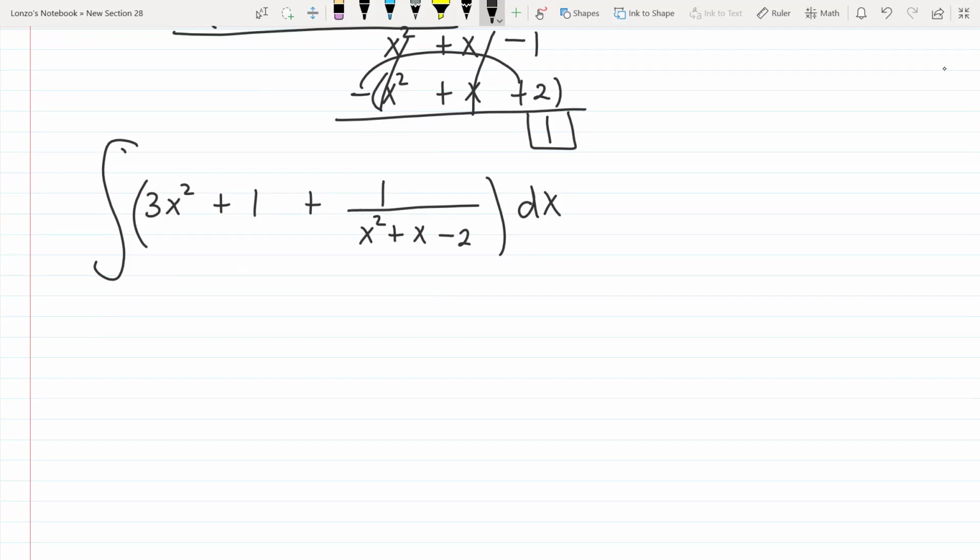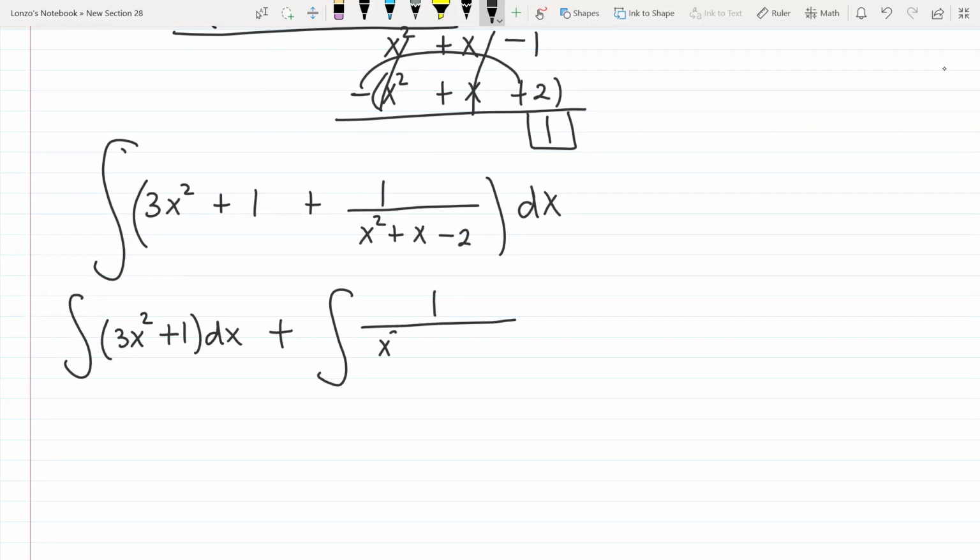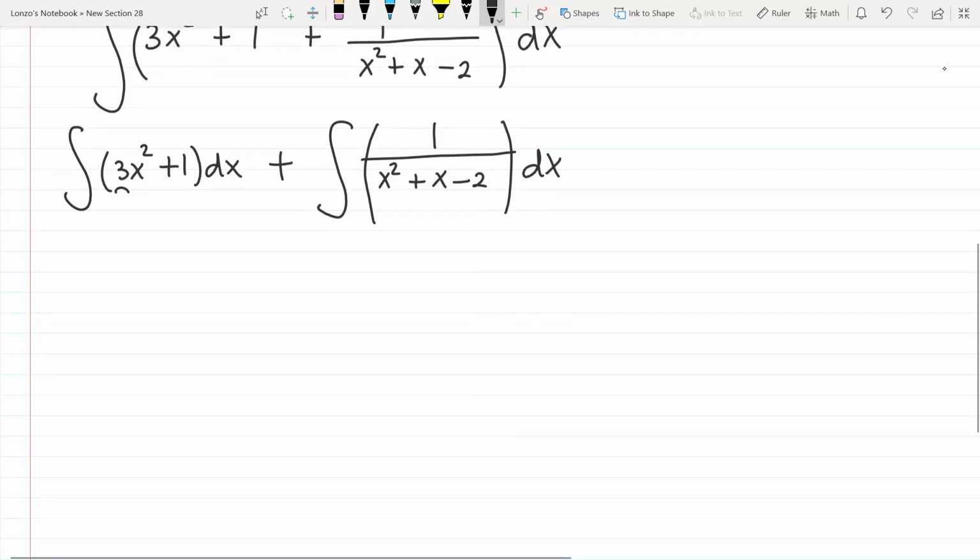So yeah, let's break it into two separate integrals. The first integral would be the integral of 3x squared plus 1 dx, plus the integral of 1 over x squared plus x minus 2 dx. So take the integral of each term. What's the integral of 3x squared? That's 3x cubed over 3. What is the integral of 1? That is x. So that would be x cubed plus x.